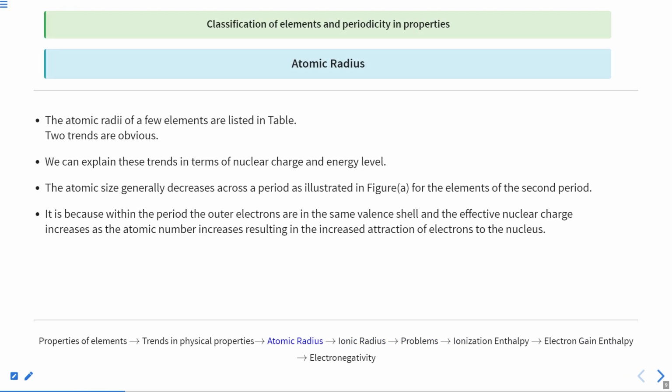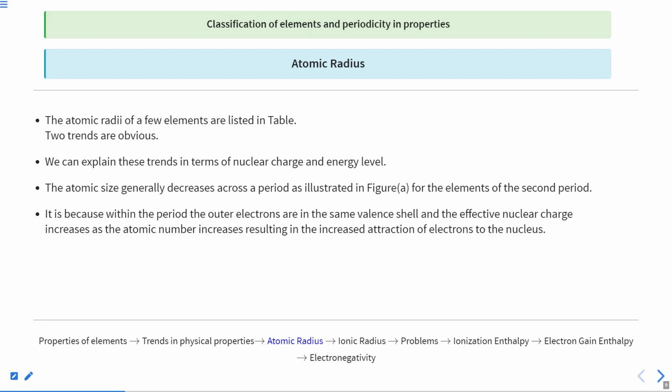The atomic radii of these elements, these are the trends. How can we explain these trends? We take into consideration the electrostatic force, and with the help of that, we try to characterize this trend. The atomic radii generally decrease across the period from left to right, and it is the same for the second period also.